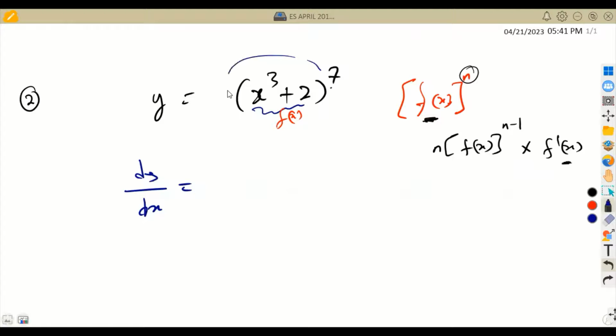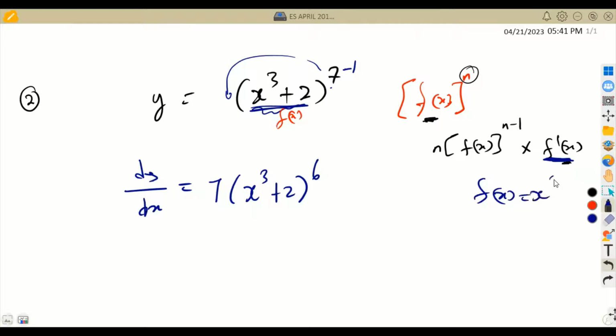So we drop this power, then we subtract 1. So that's 7 into x cubed plus 2, and we subtract 1: 7 minus 1 is 6. Then this part is the first derivative of the f of x that we are given, which is x cubed plus 2. What is the first derivative of this function? We drop the exponent and subtract 1: 3x, we subtract 1, that's 3x squared. The constant gives us a 0. So you're going to have 3x squared in this case.